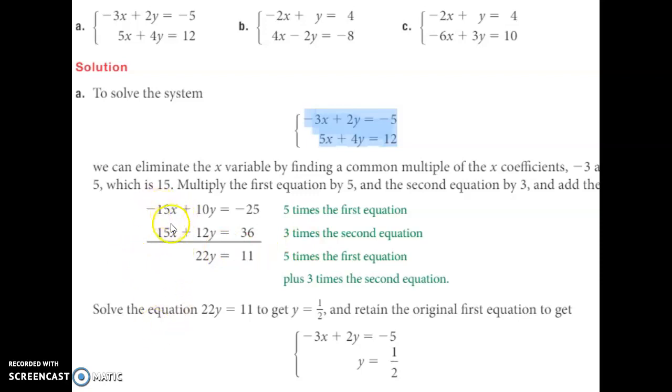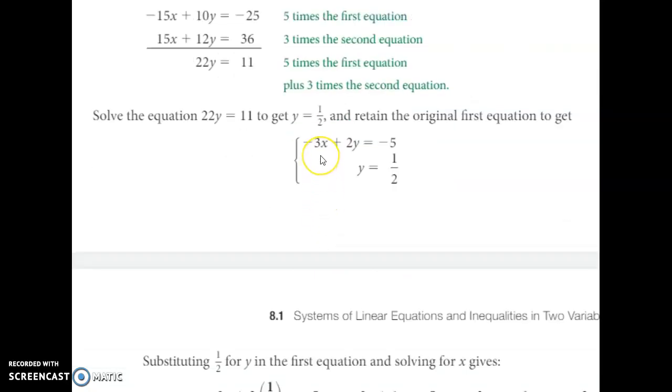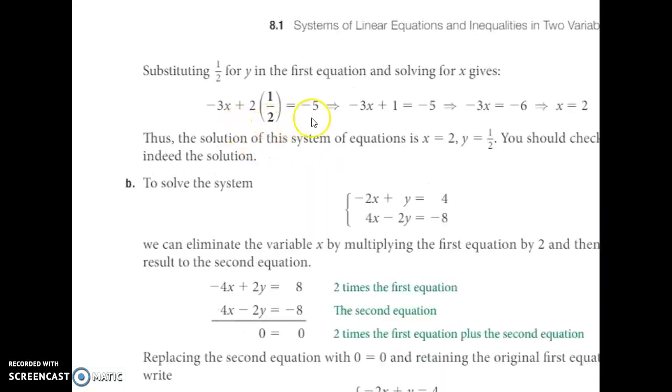So in any case, negative 15x plus 15x is the 0 here. We add these two, 22y. We add these two here, 11. Divide by 22, which means y equals 1/2, which is one of the solutions. Take the 1/2 as a solution for y, plug it into one of the original equations and figure out what the x is, which is exactly what they do here. It takes them a little bit longer. I would actually write it beneath each other instead of one line, but they wanted to save some space, I guess. And they get the solution x equals 2, y equals 1/2.